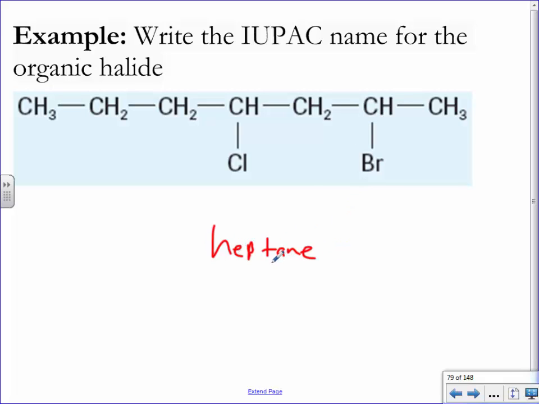We need to give it the lowest numbers possible. So hopefully that's obvious. You got to start counting from this direction here. We still go alphabetical though. So the 2-bromo, then the 4-chloro is the name. On the 2 you have a bromo, on the 4 you have a chloro, 7 in a row. The 2 is not first though, because 2 is numerically first. The 2 is first because bromine is alphabetically first. Fair enough?